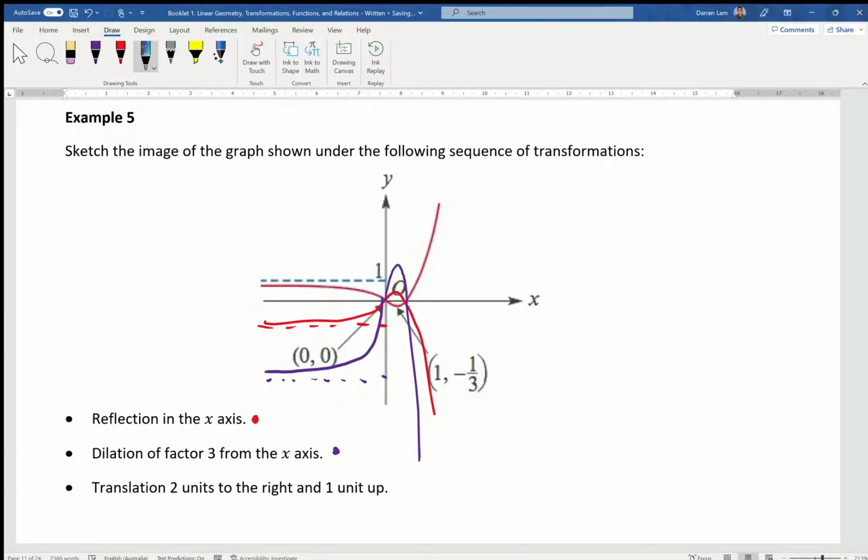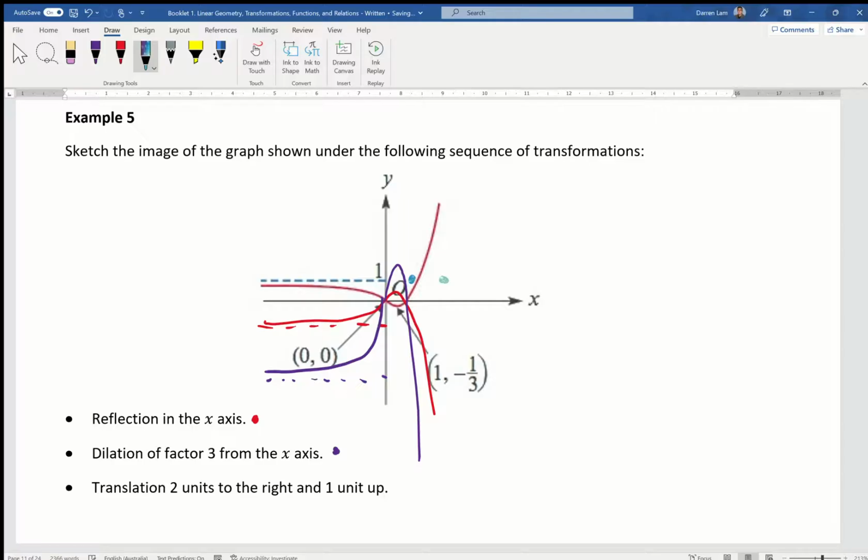Finally, it says a translation of 2 units to the right and 1 unit up. Yes, it looks very messy, I do apologize. But we're going to move 2 units to the right, 1 unit up. What I call anchor points: I find anchor points and just shift them, right? So the origin goes from 0, 0, 2 units right, 1 unit up. I'm going to say it's about there. Same thing with that other x-intercept: 2 units right, 1 unit up. It's about there. That one should be a bit lower, apologies. There we go.